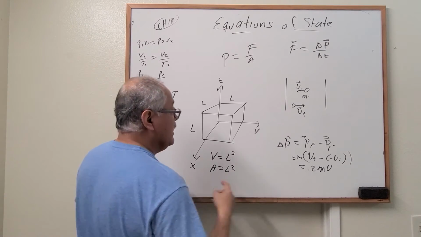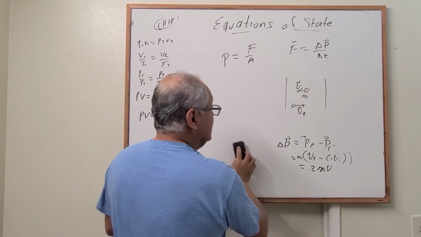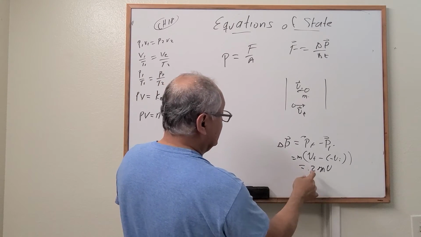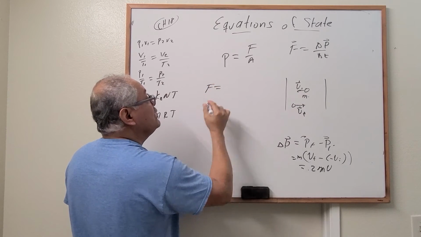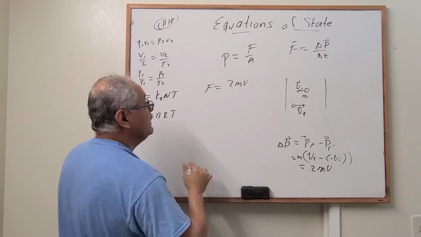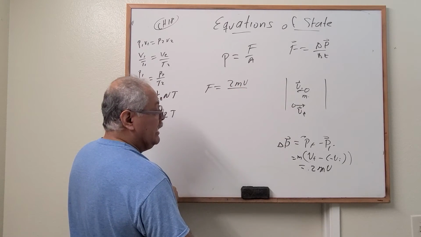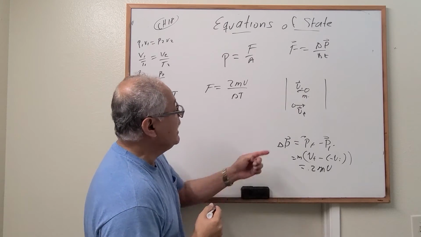Perfect. Okay, great. Now let's substitute this value right here. And what do we have? We have the force is equal to 2 times mass times speed, divided by delta t. But delta t is a time.